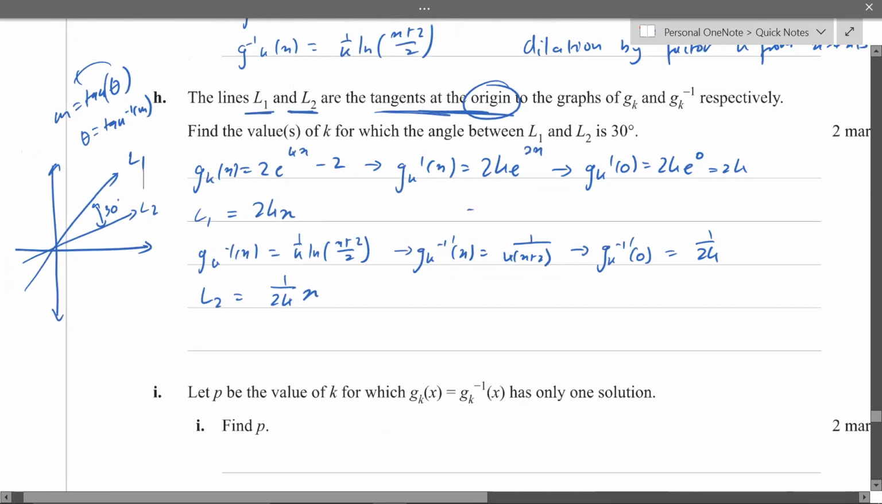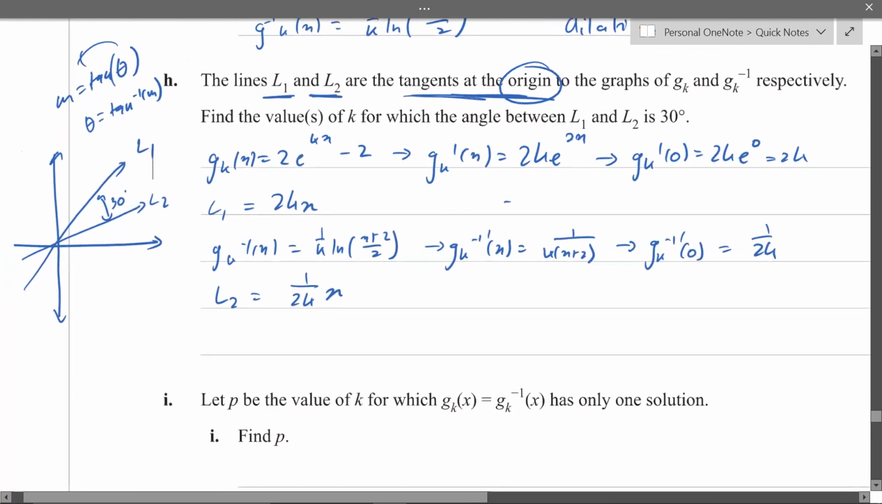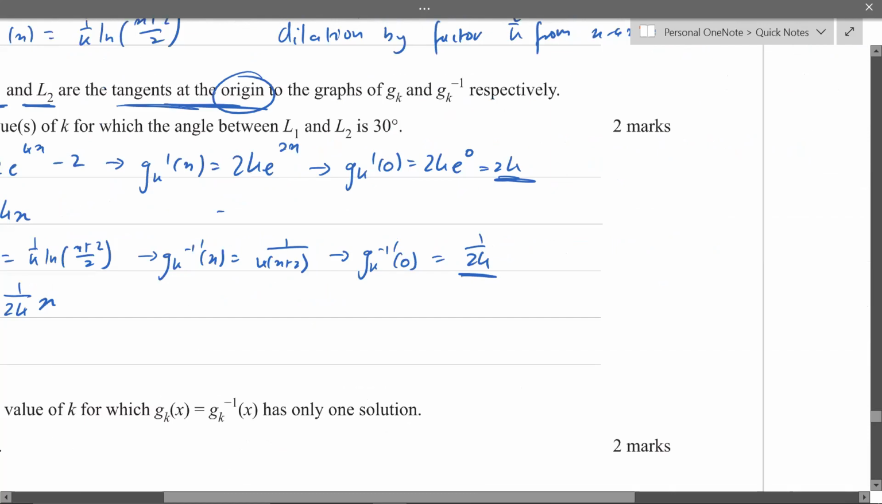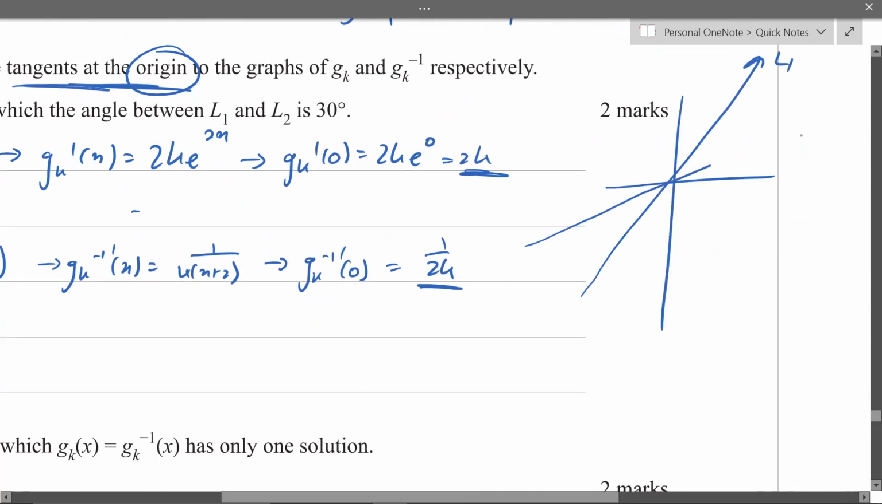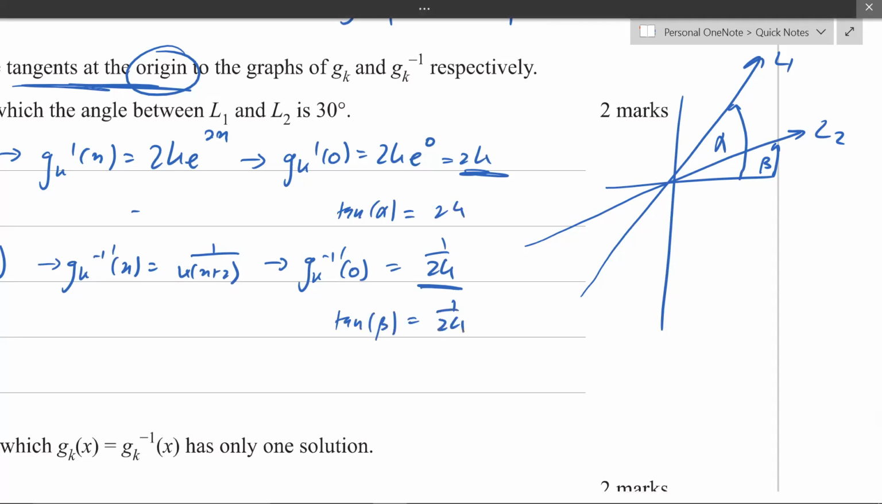So the trick or hint to this question is to look at the gradients. So you have 2k and 1 on 2k. Let's say this is L1 and this is L2. So the big graph is alpha and the small graph is beta. So tan alpha equals 2k and tan beta equals 1 on 2k. So this is kind of the trick to the question.